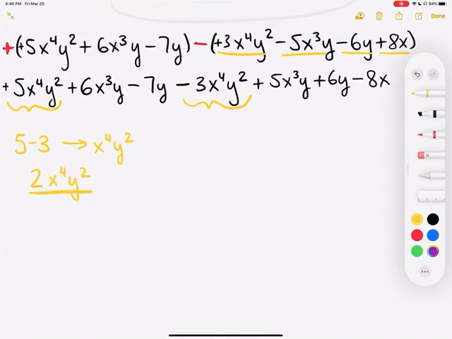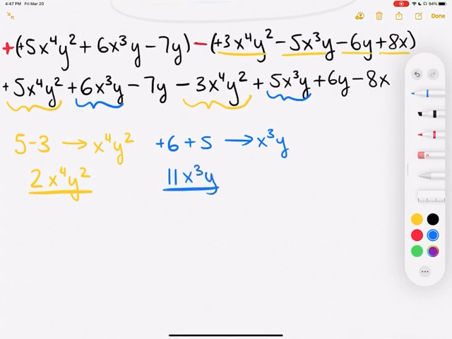So this is the first term of combining like terms on those two polynomials. Let's analyze the second term, x cubed y. So I need to find any other x cubed y's that I have around, and I know I have a positive 5x cubed y in there. Okay, so the coefficients are positive 6 and positive 5. So all you have to do is add those two numbers. Those are going to be the x cubed y. Okay, so 6 plus 5, that's 11 x cubed y. That's the second term, positive 11 x cubed y's.